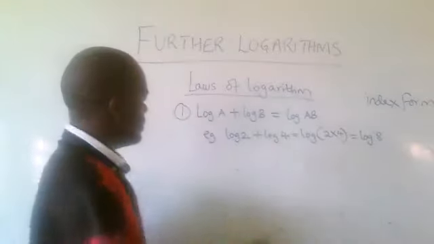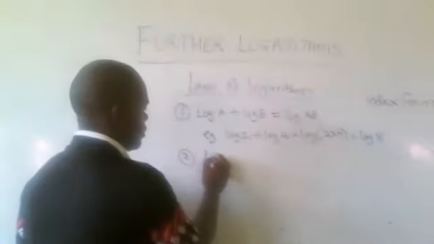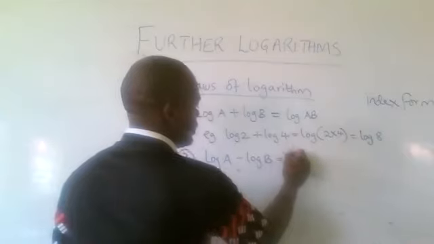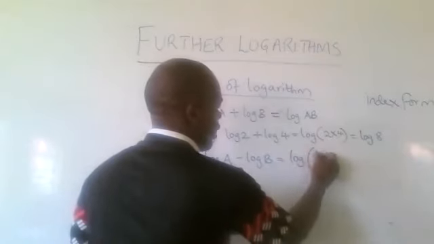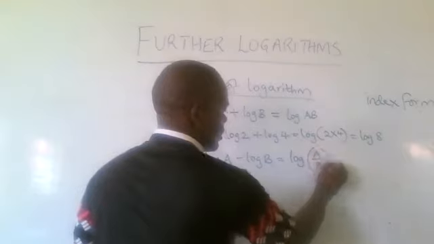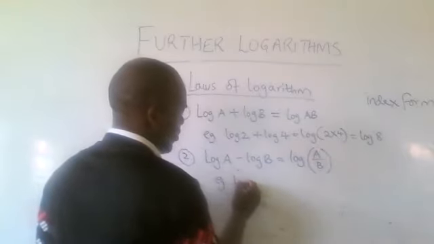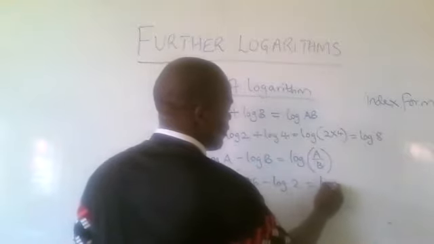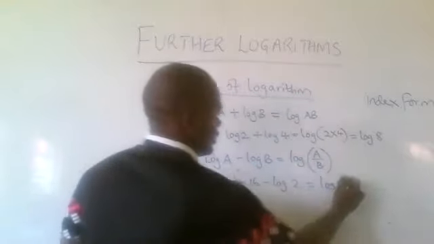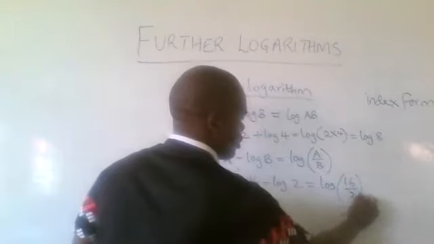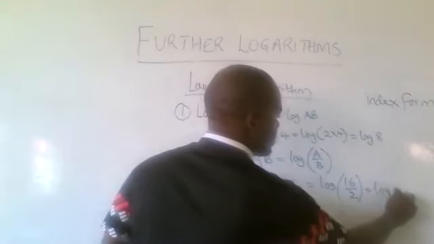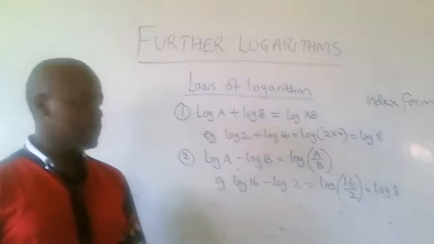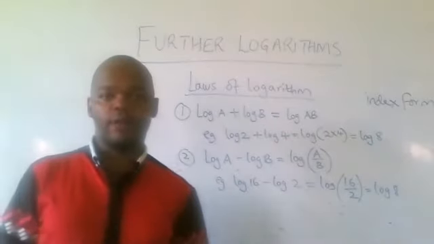Then another one is log A minus log B. So this one is log A over B. For instance, if I'm given log 16 minus log 2, then this gives me log 16 over 2, which is log 8. So that's the second law of logarithm.